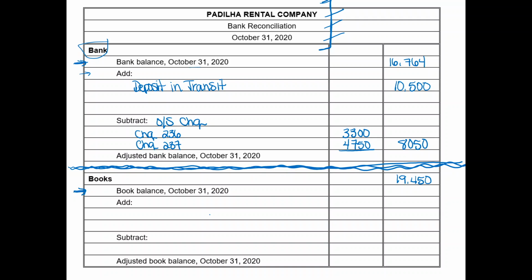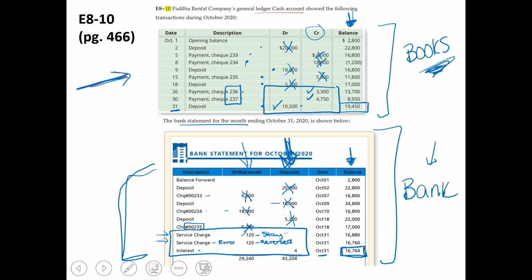And we're going to subtract it because it's money that's coming out of our bank. So we need to subtract it from the books. So we'll make a note of service charges. And just for the one, so for $120. Okay, so we can check off the first one.